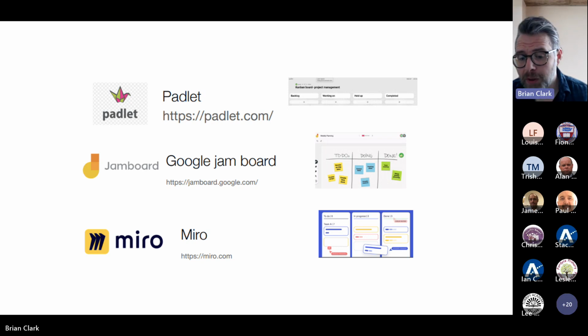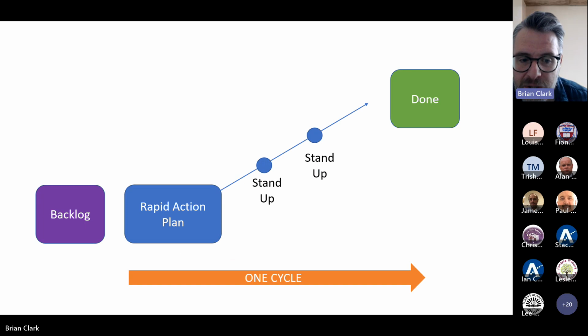But the good thing about using that Kanban board type approach is that your list of tasks becomes your backlog and they can move into this is what we need to do next activity during your cycle. Then as your cycle moves on, you make a point to catch up with the people that you've identified on your rapid action plan. So, how are things going?